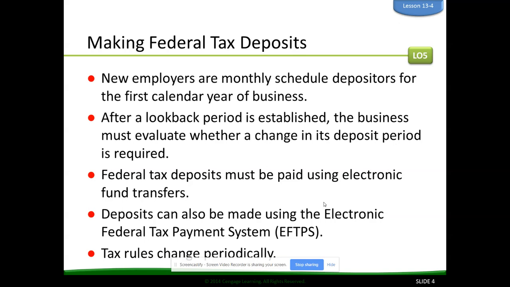Federal tax deposits must be paid using electronic funds transfers. Deposits can also be made using the electronic federal tax payment system, and tax rules change periodically. So you've got to pay attention, and that's why businesses should all have hired an accountant. You must have a CPA if you are running a business. Even if you've taken my class, you still need to hire a CPA.